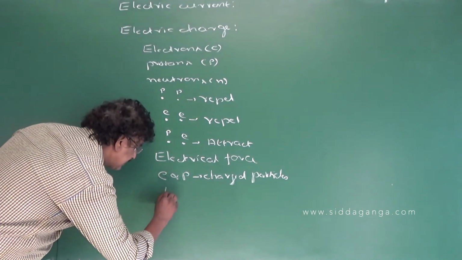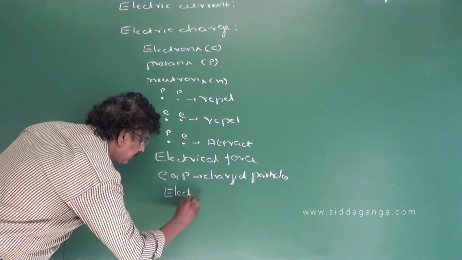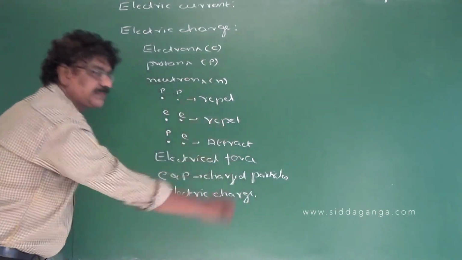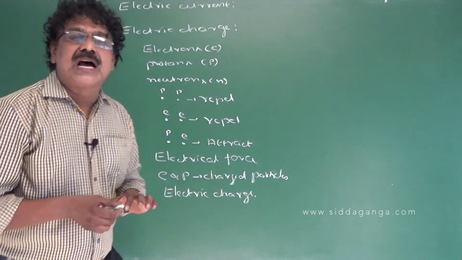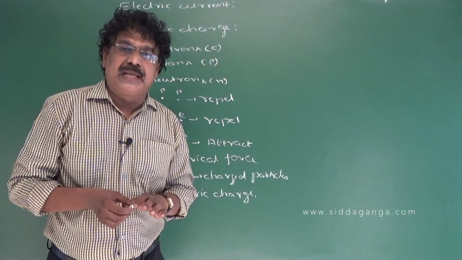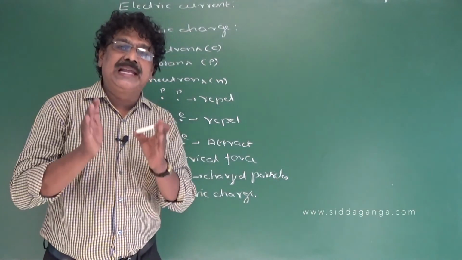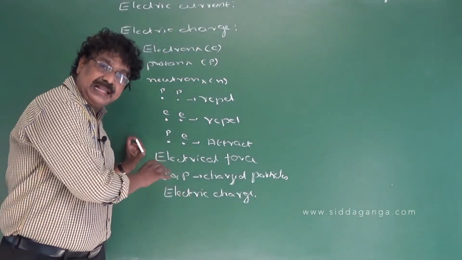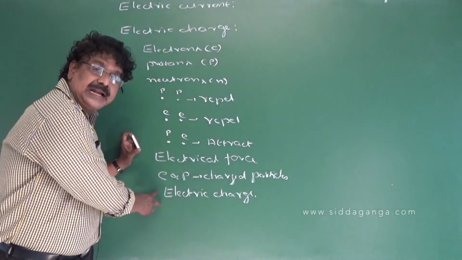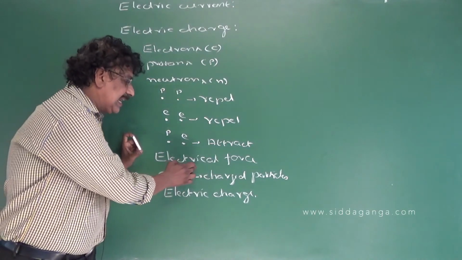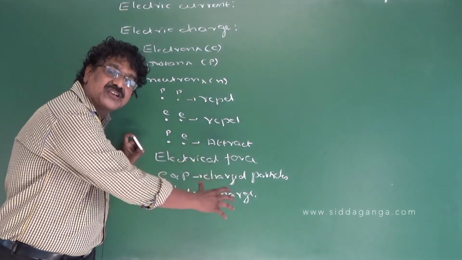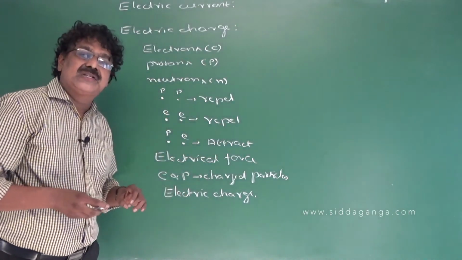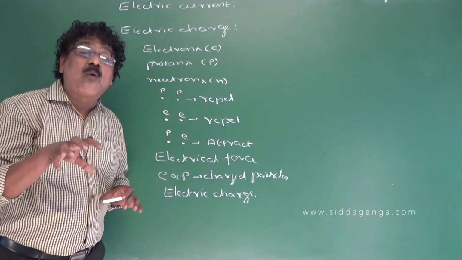That property is called electric charge. So, electric charge is a property possessed by only electrons and protons, inside the atom or outside the atom. They exert electrical force of attraction or repulsion, and this electric charge is a physical quantity.